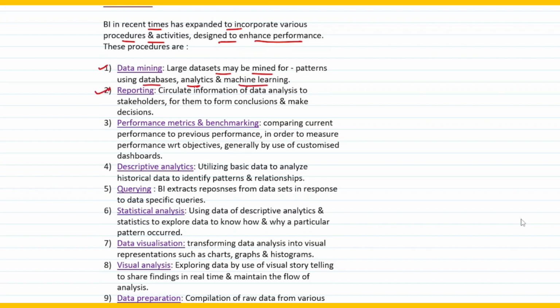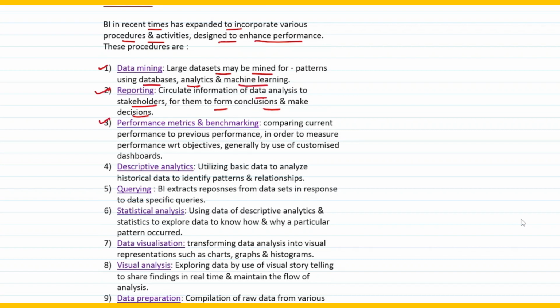Second one is reporting. So if you want to circulate any information of data analysis to the stakeholders or the beneficiaries of the organization, for them to form conclusions and make decisions, right? So what exactly is reporting? You can report different quarterly performance or annual performance. So this all can be done by the use of BI methods, right? Okay, third one is performance metrics and benchmarking.